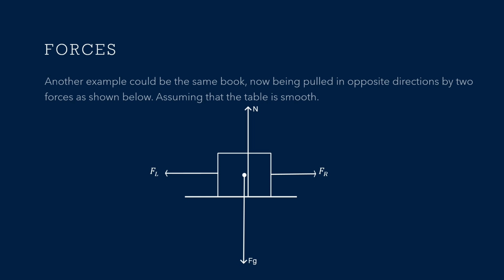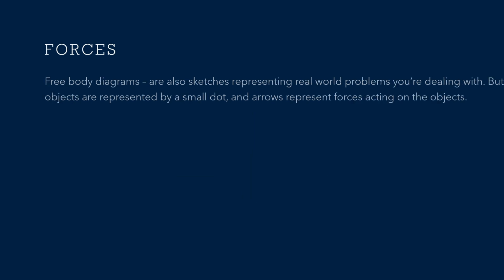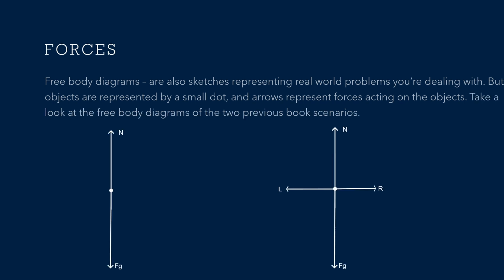Respectively for force left and force right. Again, free body diagrams are sketches representing real-world problems you're dealing with, but objects this time around are represented by a small dot instead of a box for force diagrams, and arrows represent the forces acting on the object. Now, for the previous two book scenarios, we have these new free body diagrams.